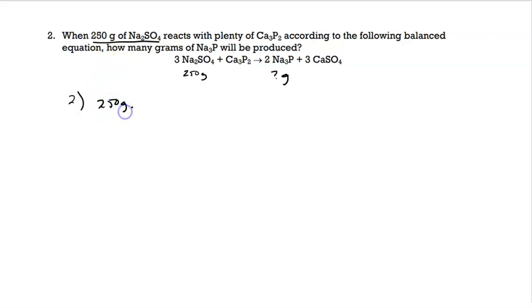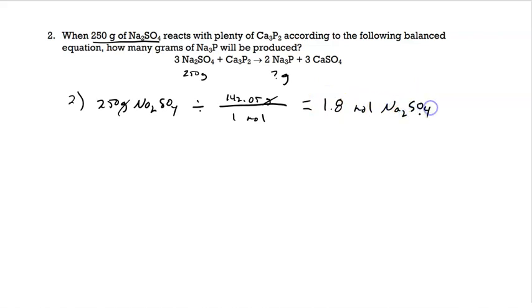So step 2, convert known quantity to moles. 250 grams Na2SO4. Okay, I'm going to divide that by the molar mass of sodium sulfate, which is 142.05 grams per mole. And that gives me, when I round to 2 sig figs, I can see my calculator says 1.759, but I only get to go to that second digit, so that's going to be 1.8 moles of sodium sulfate.